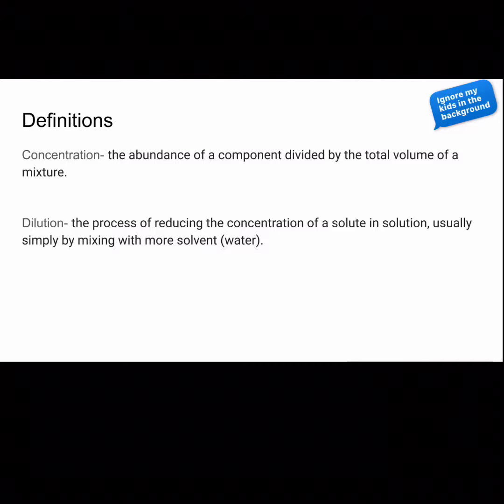Dilution is the process of reducing the concentration of a solute in solution, usually by mixing more solvent. So usually adding water. Think back to the Kool-Aid. If I want to dilute my Kool-Aid, I'm going to add more water or more solvent.